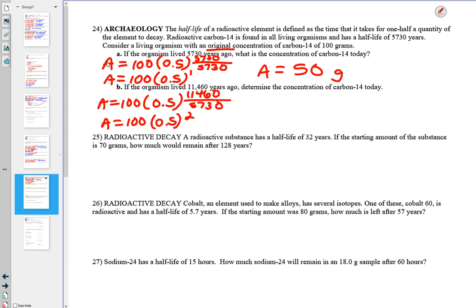Especially now that we understand geometric sequences. Like even if you didn't have a calculator, if you knew that one half-life yielded you 50, right? You went from 100 to 50. One more half-life would yield you how much?